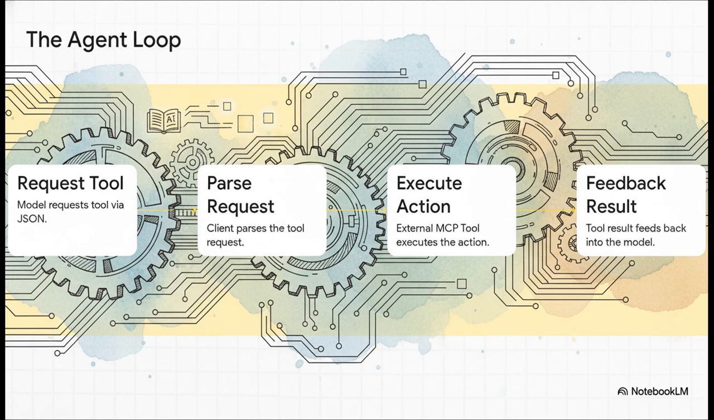Think of it as a continuous 4-step cycle. First, your Ollama model outputs a JSON request asking to use a tool. Second, your client intercepts and parses that request. Third, the external MCP tool, like your file reader, actually executes the action. And fourth, the result feeds right back into the model. The model reads that new data and decides if it has the final answer or if it needs to issue another tool request, keeping the cycle going.